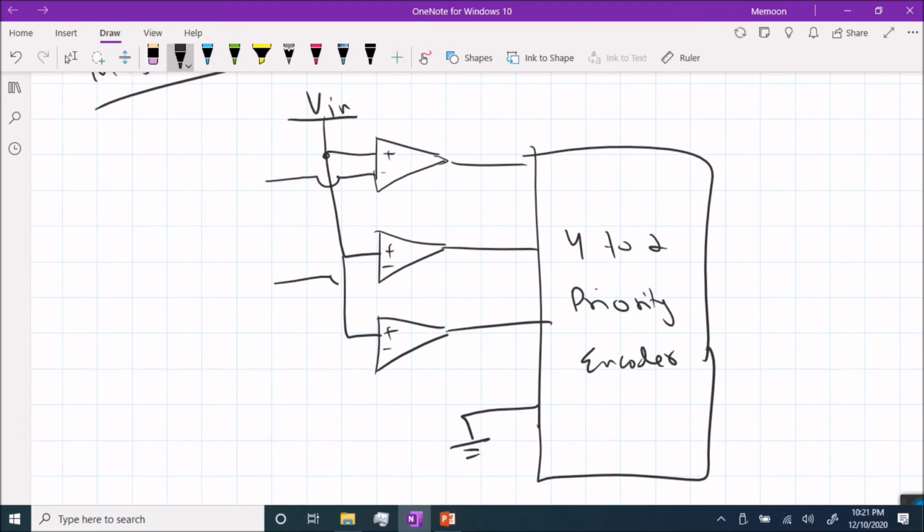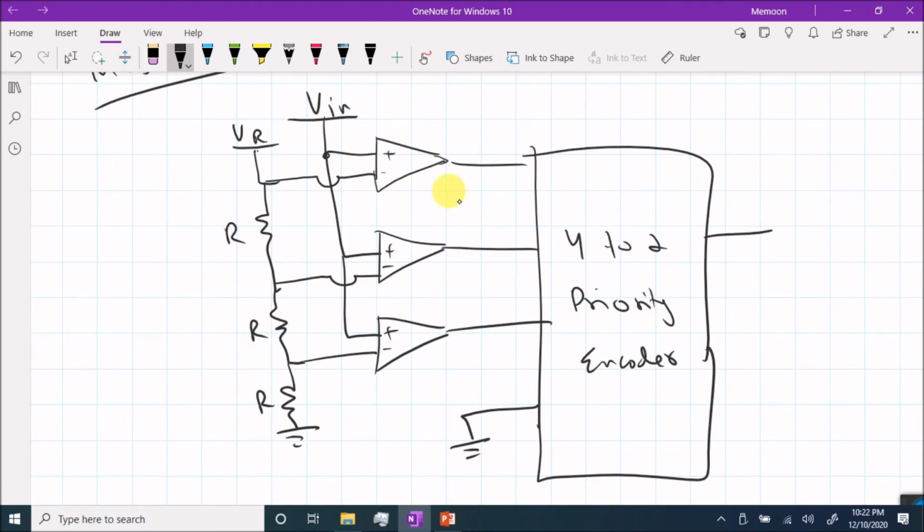So here we have our VIN, and here we have our VREF. 3 resistors, these are R, and this is our VR. And then we have the 4 to 2 priority encoder, so this is B1 and B0. So what does a priority encoder do? What is a priority encoder?